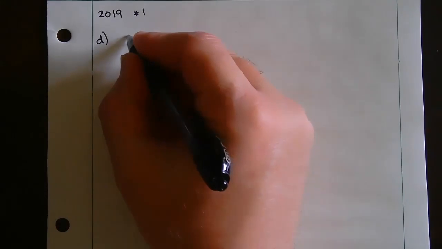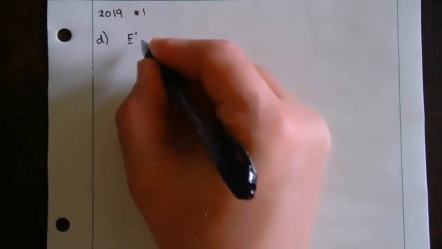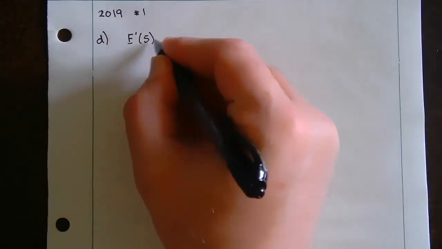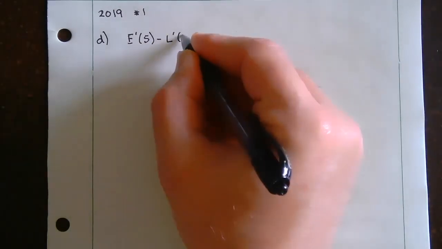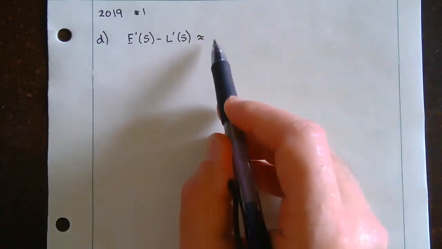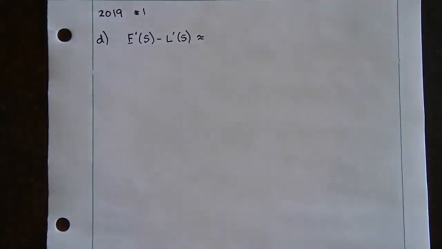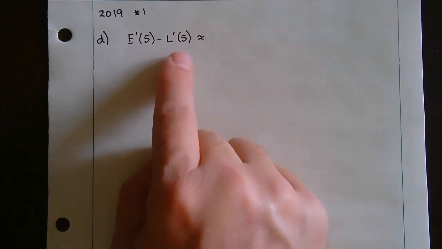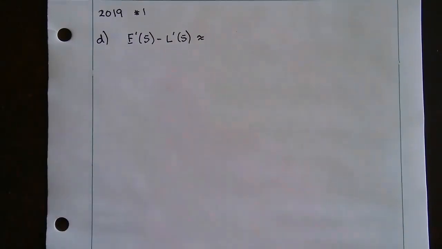We're going to use the calculator again. We have to find E prime of 5 minus L prime of 5 and see what this comes out to be. If this comes out positive, that means it's increasing. If it comes out negative, that means it's decreasing. E of t and L of t together, when you subtract them, is the rate at which the number of fish are changing in the lake, and we want to know if that rate is increasing or decreasing.